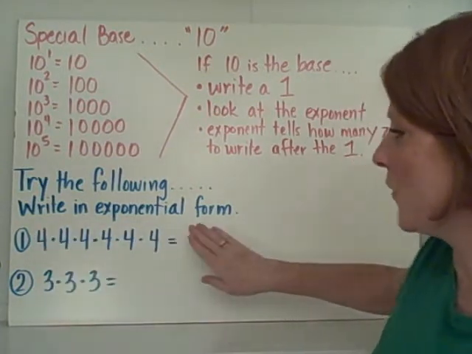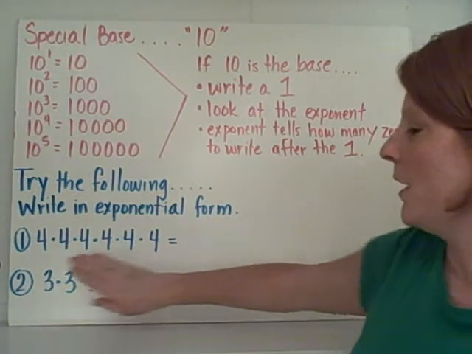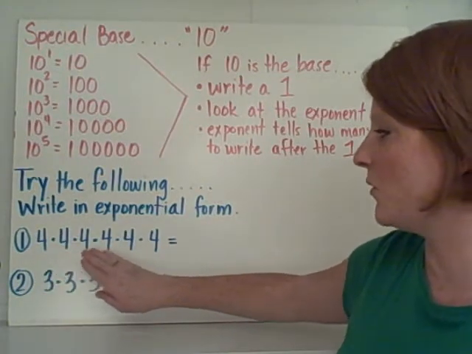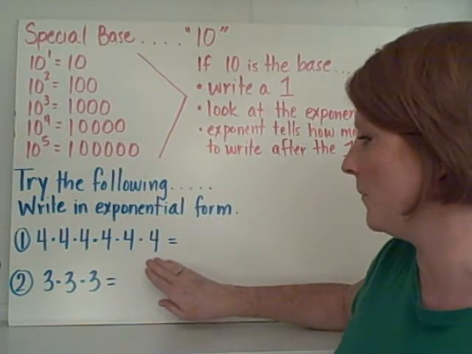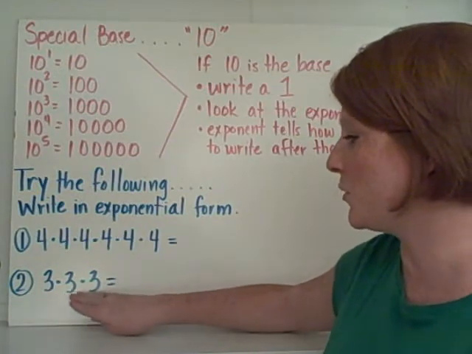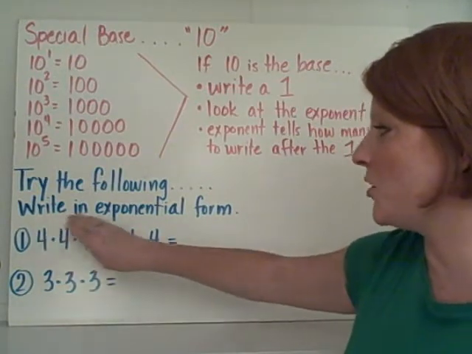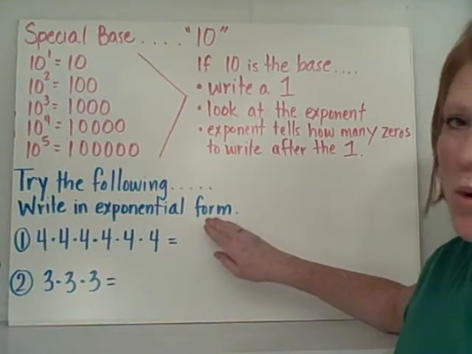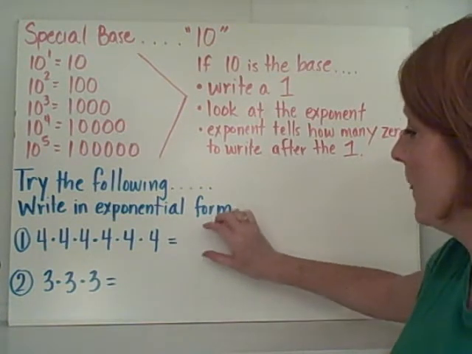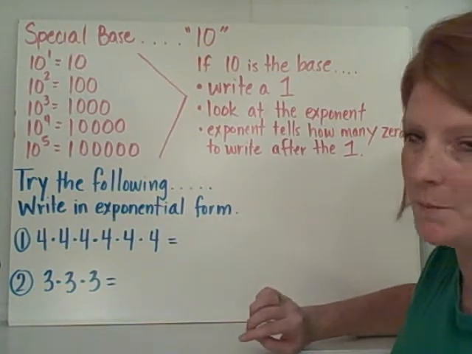I want you to write these first two questions in exponential form. Number 1 is 4 times 4 times 4 times 4 times 4 times 4. Number 2 is 3 times 3 times 3. Now notice I said just write it in exponential form. I don't want you to simplify it. I just want a number raised to a power.